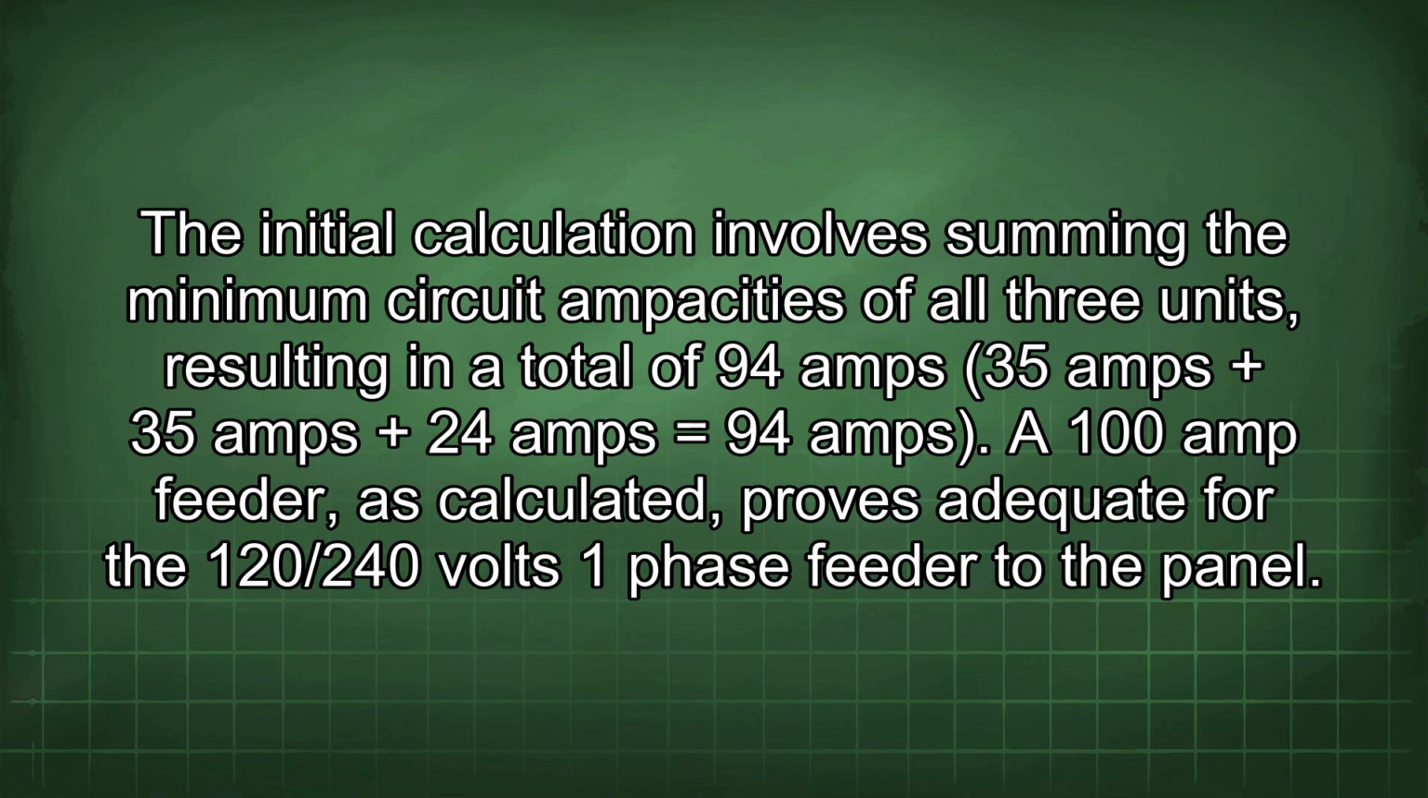The initial calculation involves summing the minimum circuit ampacities of all three units, resulting in a total of 94 amps: 35 amps plus 35 amps plus 24 amps equals 94 amps. A 100 amp feeder, as calculated, proves adequate for the 120/240 volts one-phase feeder to the panel.